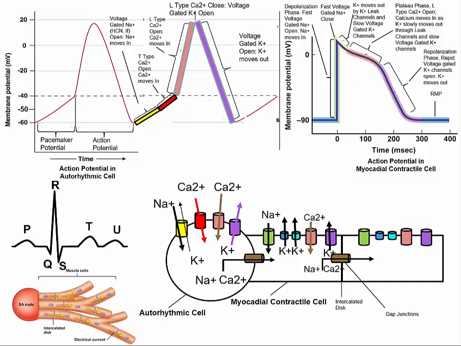And we're going to see exactly how this happens. Physiologically, it is extremely interesting. You thought autoarrhythmic cells were interesting. Wait till we get to the myocardial contractile cells. The action potential we're going to see in these looks like this right here.